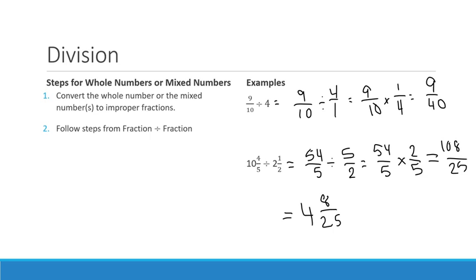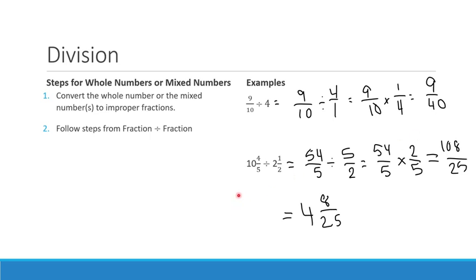So let's look at two examples here. The first one, we have 9/10 divided by 4, which is a whole number. We know we can make a whole number into a fraction by putting a 1 under it. So now to convert this into a multiplication problem, we're going to flip 4 over 1 to 1/4 and change to multiplication. I'm going to just multiply across and I get 9/40. And I can't simplify that, so that's my answer.